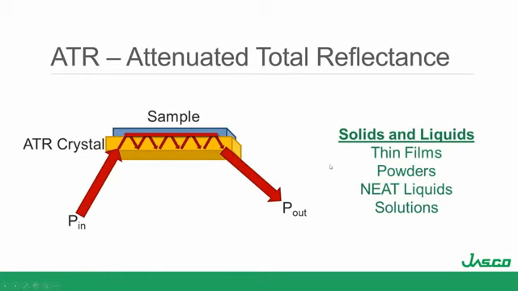So the sample prep on this is very easy. Most of the time, you just put the sample on the surface. And if it's a solid, you put down a clamp. If it's a liquid, you don't have to do anything. And then you take your spectrum.